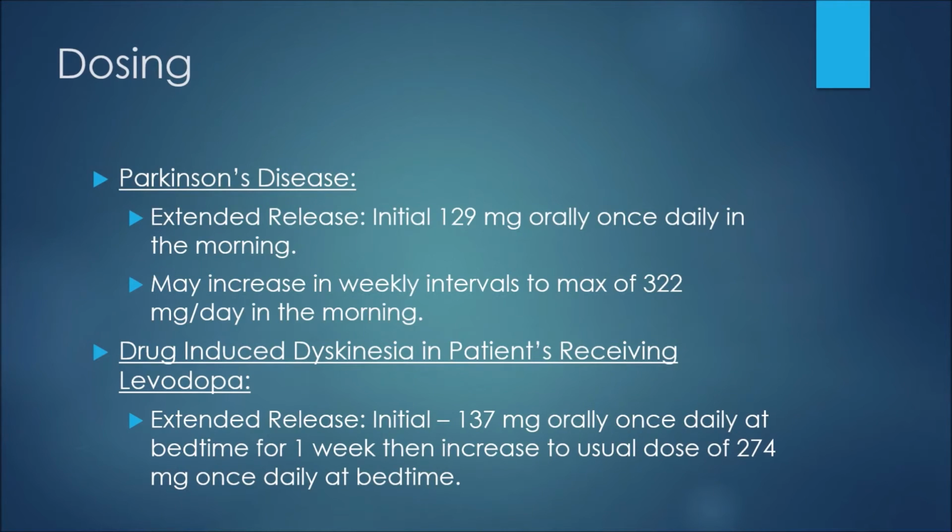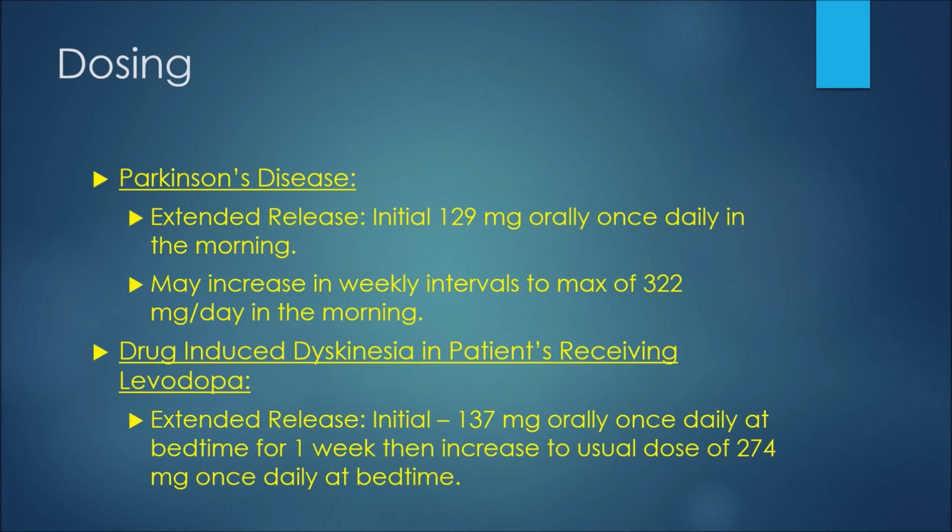Now for some examples of dosing with Amantadine. So in the treatment of Parkinson's disease, using the extended release formulation, we would see an initial dose of 129 milligrams orally once daily in the morning. The patient would then have the option to increase in weekly intervals to a maximum of 322 milligrams per day, again given in the morning.